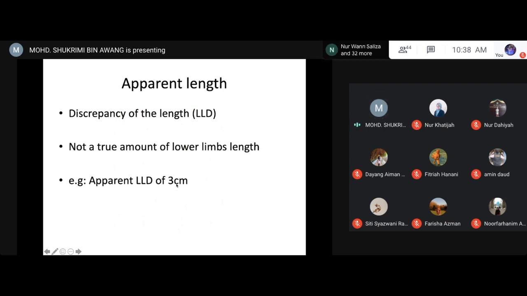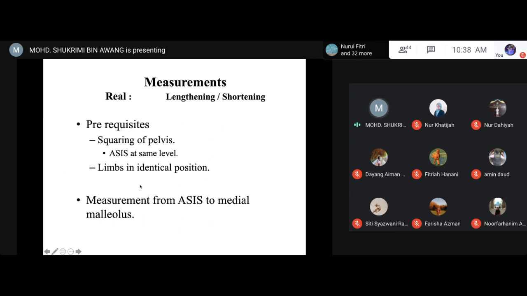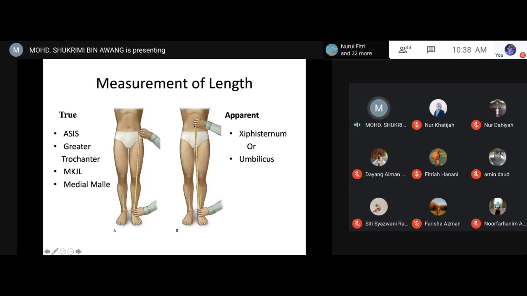When you measure, we will ask you, what is the limb length discrepancy? The limb length discrepancy is 3 centimeters, not 120 or 117. So understand, we are interested in the discrepancy. Basically, for the apparent length, we need to measure straight away.